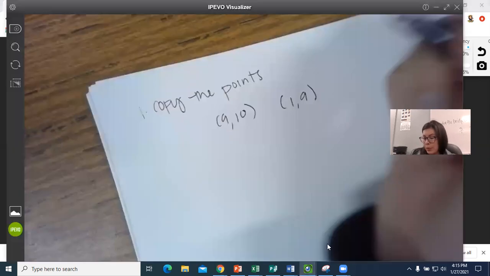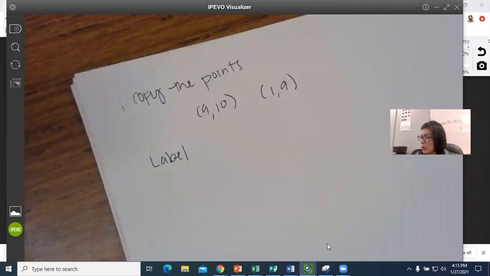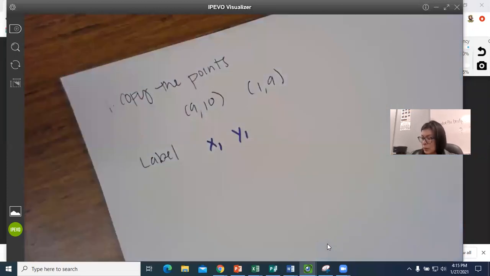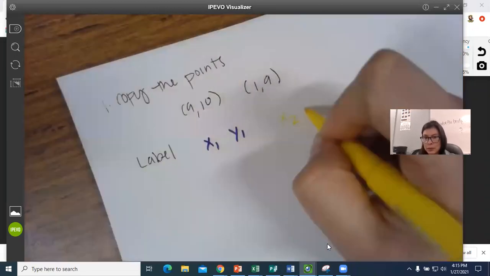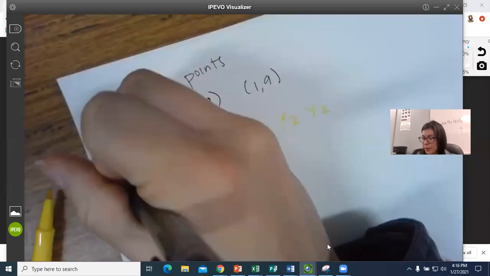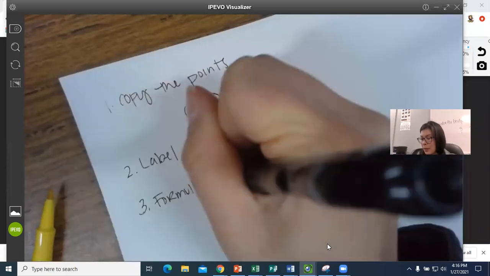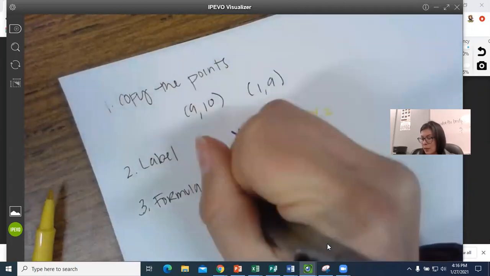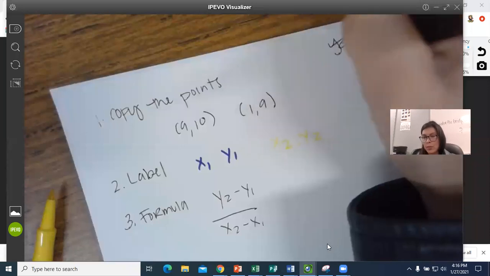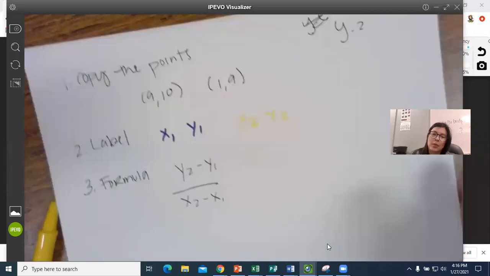And then you need to label x1, y1, x2, y2. Okay, and then once you do that, you use the formula. This is the practice from the IXL Y.2, just a heads up. And I forgot what Edpuzzle this is, but we've done Edpuzzle about this too.